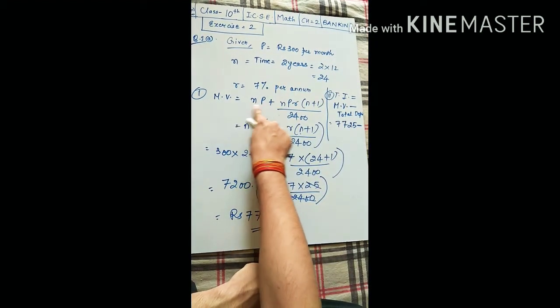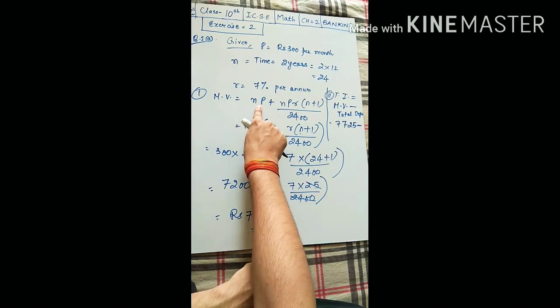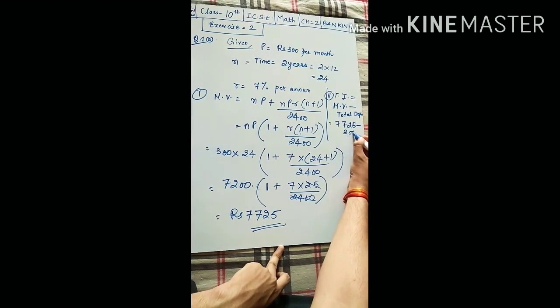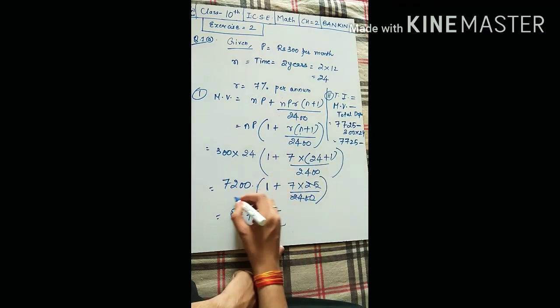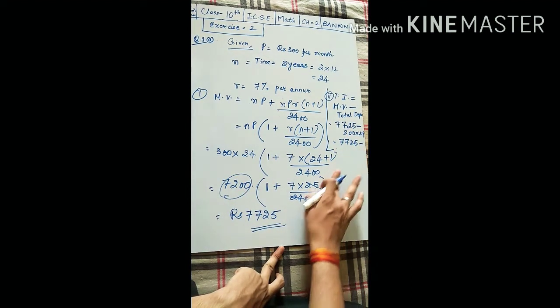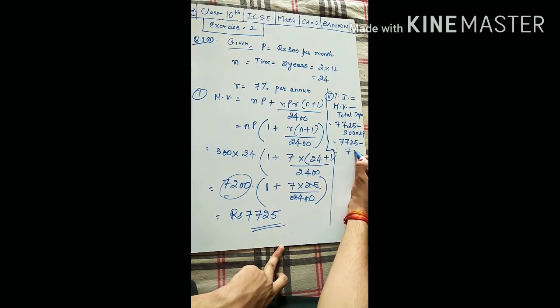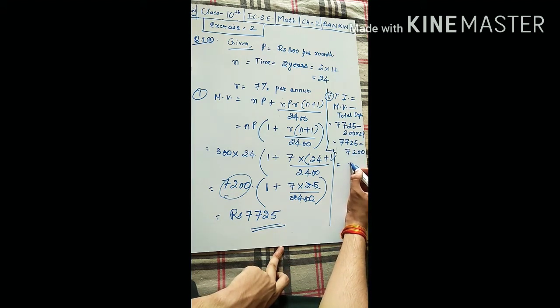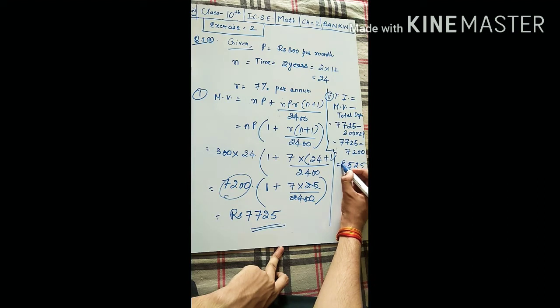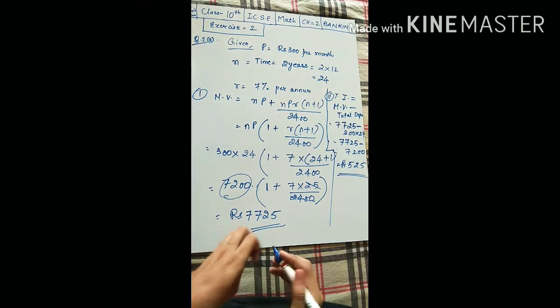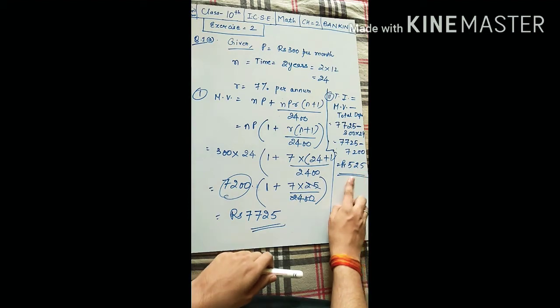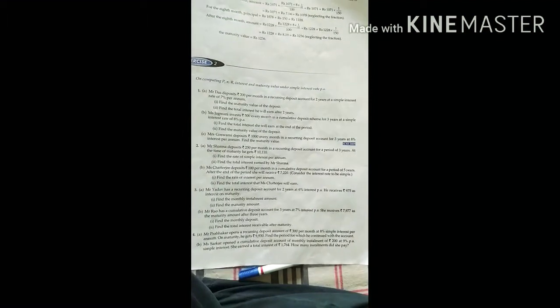See, this is the total deposit. nP is the total deposit. So that is 300 into 24. So 300 into 24 is what? It is already 7200. So 7,725 minus 7,200 will give you how much? That is 525. So this is the total interest earned by Mr. Das. Okay, so we have done the first A question. Let us come to the B question.